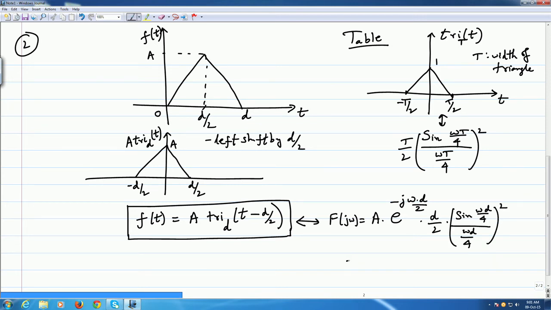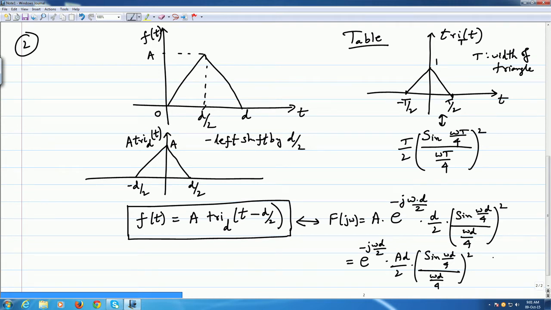So, if you want, you can move this around and write it as e power minus j omega d by 2 times a d by 2 times this same kind of sinc square expression. Okay. So, that is it.